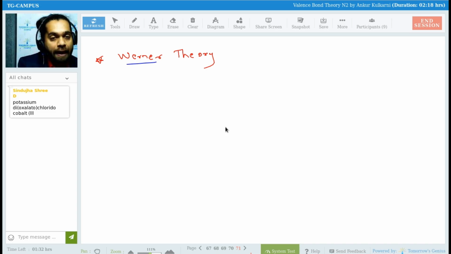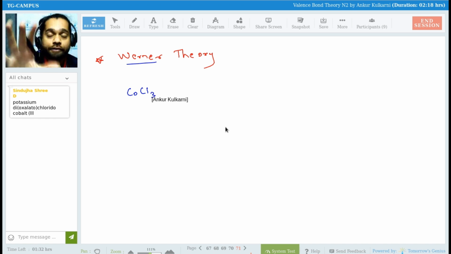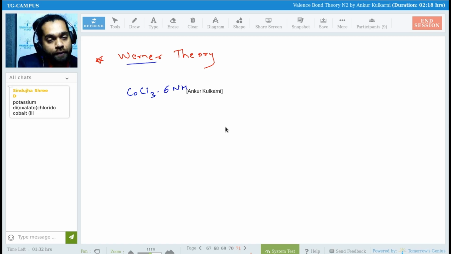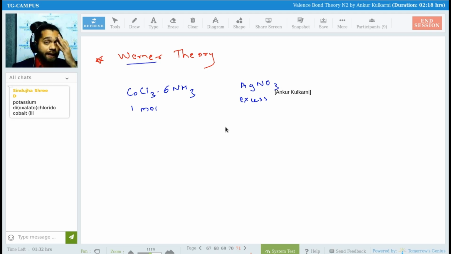Look over here. So I have CoCl3. This is what Werner took. Werner took one compound, CoCl3, 6 ammonia. He took 1 mole of CoCl3, 6 ammonia. And then he put excess of AgNO3. So I have CoCl3 and I have excess of AgNO3. Chloride has a brilliant affinity with silver.